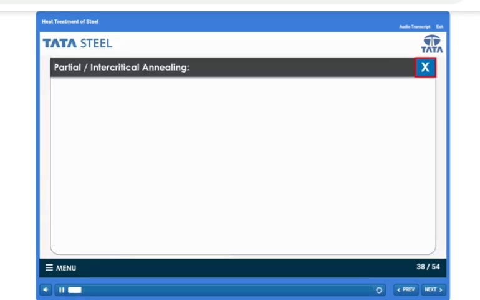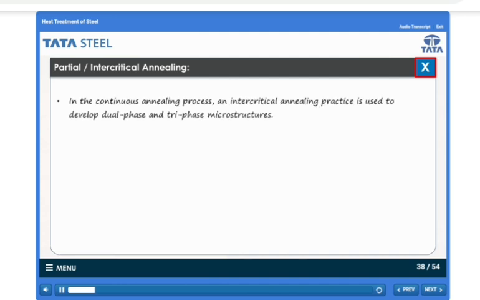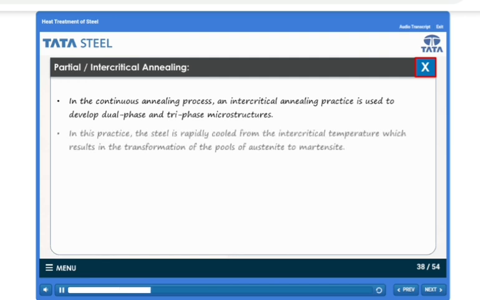Partial or intercritical annealing. In the continuous annealing process, an intercritical annealing practice is used to develop dual-phase and tri-phase microstructures. In this practice, the steel is rapidly cooled from the intercritical temperature. The rapid cooling results in the transformation of the pools of austenite to martensite.